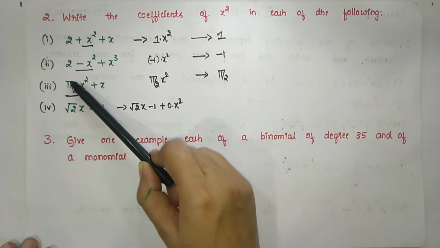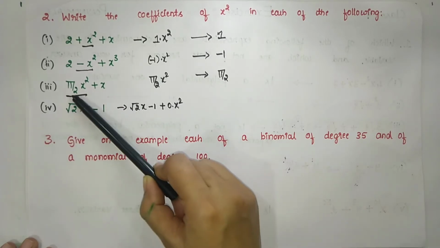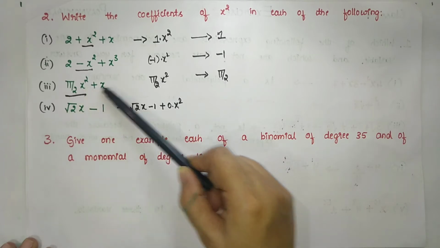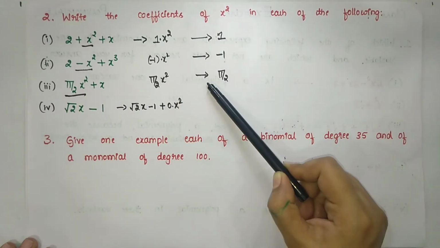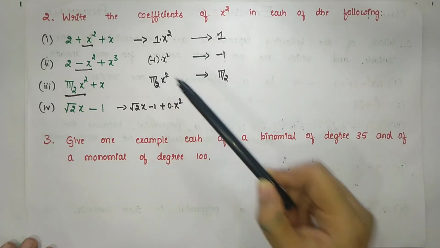The third question is pi by 2 x square plus x. As you can see, pi by 2 is the constant which is multiplied to x square. So we can write pi by 2 as the coefficient of x square.